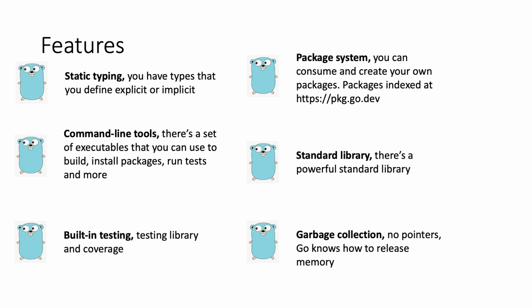Garbage collection. This really sells it for me. There are no pointers like in C and C++. There's no worrying about what happens if I don't deallocate this piece of memory. Go has your back. It has built-in garbage collection that will make sure to release those resources when you don't need them.